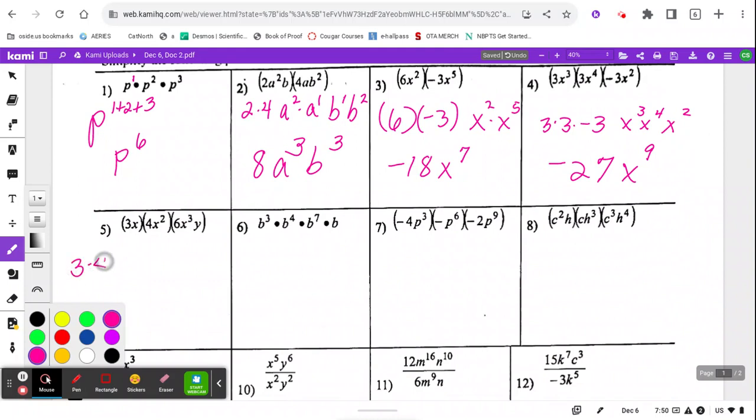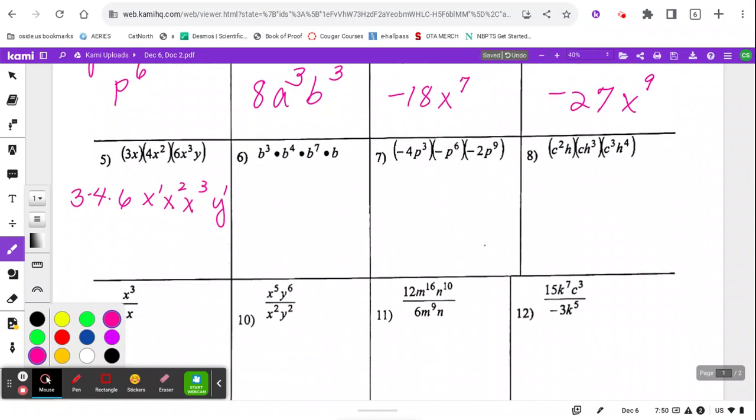Same thing here, group all these together, x to the invisible 1, and then there's just this one random y. So 3 times 4 is 12. 12 times 6, grab a calculator if you need to for that. You got it, it's 72. x to the sixth, and then just y. No other y's to add an exponent to. B's, we just add up those exponents. 3 plus 4 is 7. 7 plus 7 is 14 plus the invisible 1.